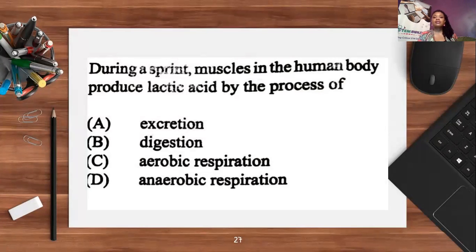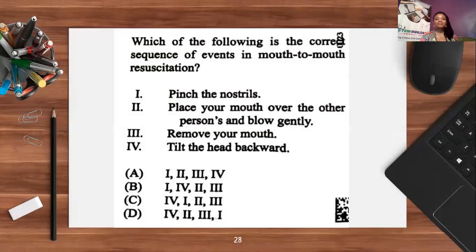During a sprint, muscles in the human body produce lactic acid by the process of... lactic acid. Which process did we say that was produced at? Correct. So it's anaerobic respiration.